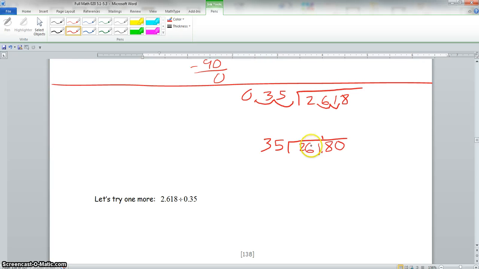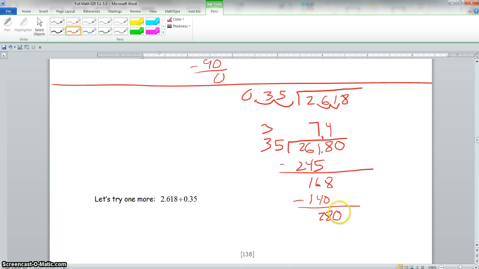Okay, 35 goes into 261. Let's see, it looks like it goes 7. Yes, it looked like it goes 7 times. Now you could always go off to the side and figure this out as well. 7 times 5 is 35. Carry a 3. 7 times 3 is 21 plus 3 is 24. 261 minus 245 will give you 16. And you will bring down your 8. 35 goes into 168 4 times. 4 times 35 is 140. 168 minus 140 is 28. And we'll bring down our 0.